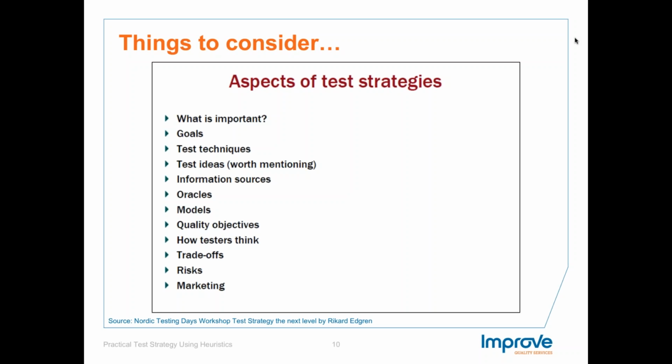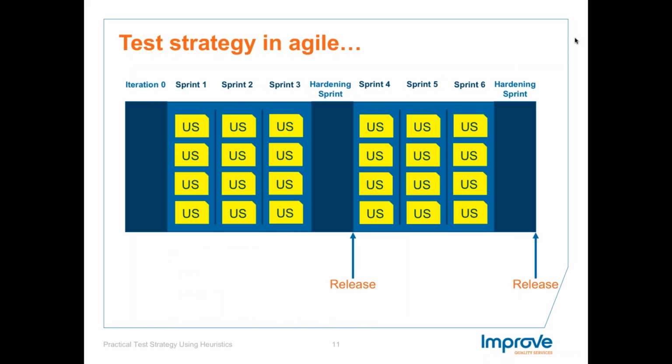Obviously, we need a lot of models. Models to help us fight complexity. What do our customers find important, like quality objectives or quality criteria? Who are your testers? How do they think? What are their skills? So there's a lot of stuff to think about. And I use guide word heuristics to help me. I don't have one test strategy.